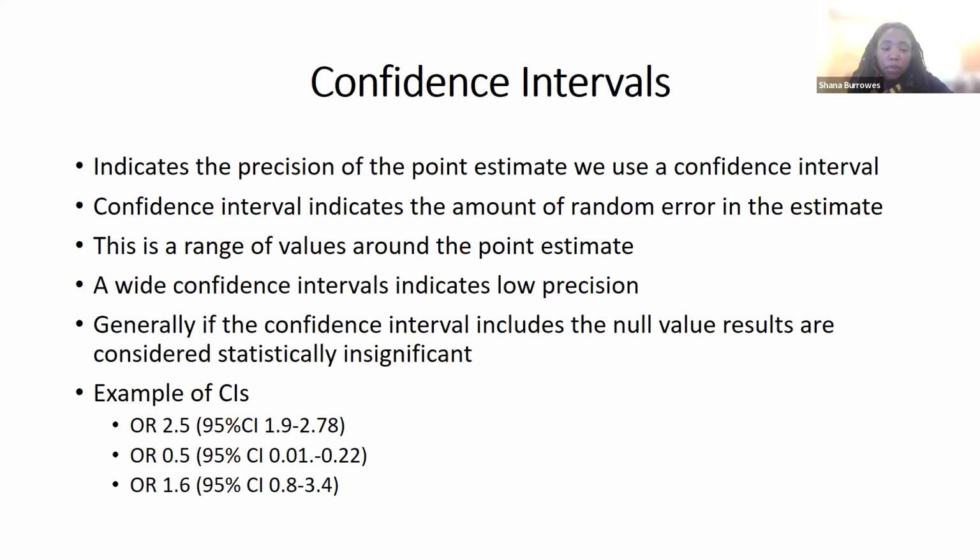If you have an odds ratio of 1.6 and your confidence interval goes from 0.8 to 3.4, this would be considered not statistically significant because this range contains 1, as you go 0.8, 0.9, 1.0. So it wouldn't be considered significant. To note, small studies usually have less precision, which means your estimate is usually subject to more random error.